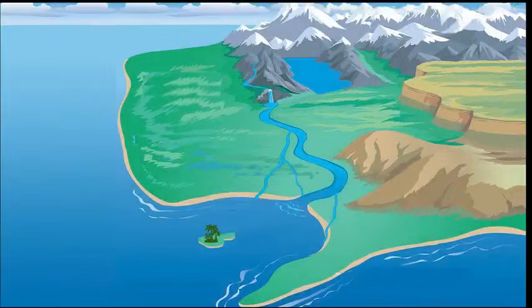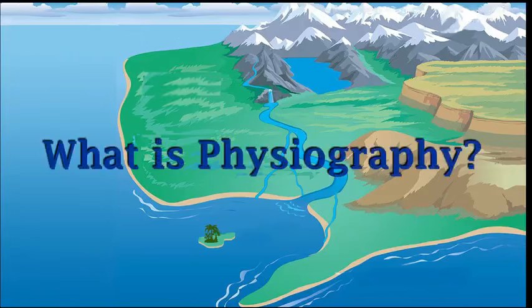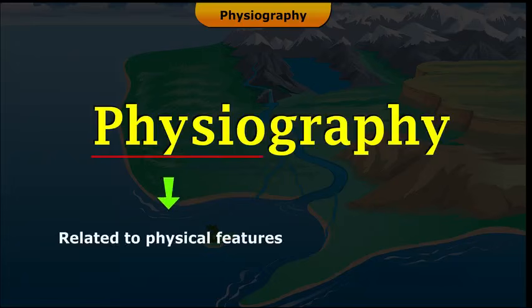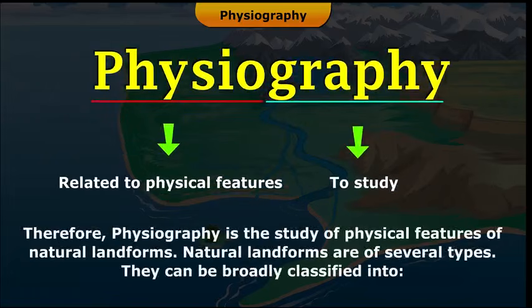Before starting with the chapter, let us begin with the basic concepts. What is physiography? Physiography comes from two words, physio, which means related to physical features, and graphy means to study. Therefore, physiography is the study of physical features of natural landforms. Natural landforms are of several types.